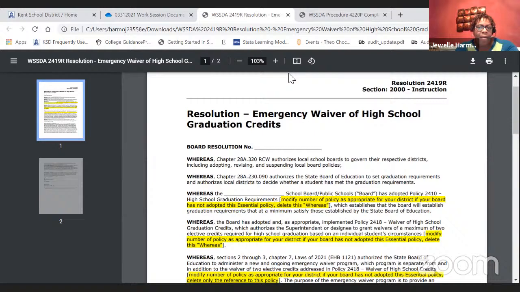And so what you have is WASDA's model resolution for this, and I'm bringing it to you as just more of an awareness, because on the 14th at the regular board meeting, we will bring to you the KSD version of this, meaning that we'll have our school district name filled in, we'll have our appropriate board resolution number, so that we can move forward with reaching out to OSPI and actually completing the application for the waiver so that we can offer this to our students.